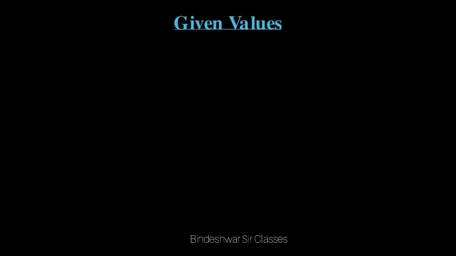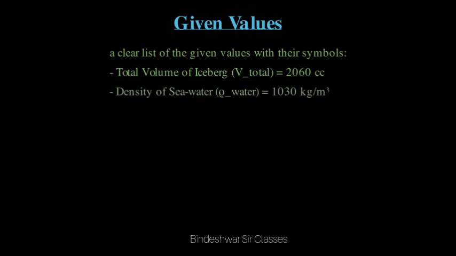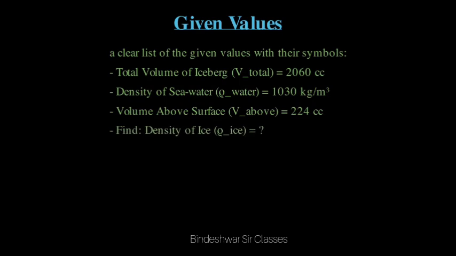First, let's list down all the information that has been given to us. The total volume of the iceberg, let's call it V total, is 2060 cubic centimeters. The density of the seawater, which we'll denote as rho water, is 130 kilograms per cubic meter. And finally, the volume of the iceberg that is visible above the water surface, V above, is 224 cubic centimeters. Our objective is to find the density of the ice, or rho ice.